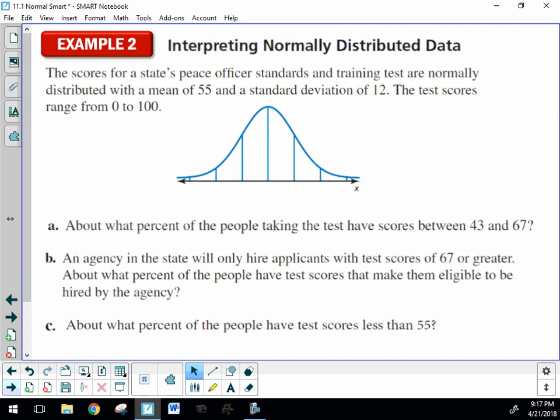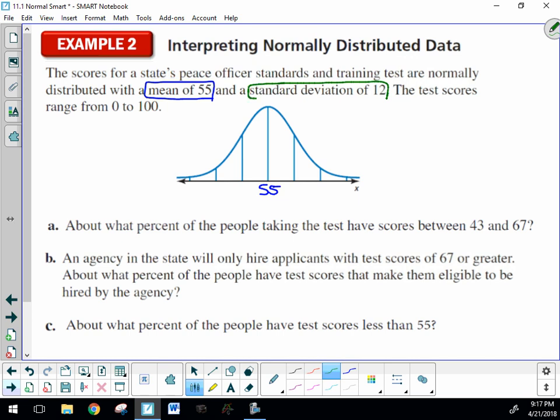The scores for a state peace officer standard and training test is normally distributed with a mean of 55 and a standard deviation of 12. The test scores range from 0 to 100. We're going to answer some questions about percentages. First, we need to set up our normal curve here. It tells us that the mean is 55, so that goes right in the center, 55. And it tells us that the standard deviation is 12. That's telling us what we are going to count by in each direction.